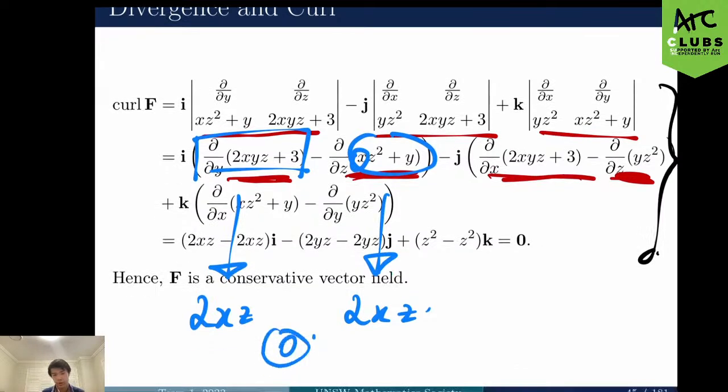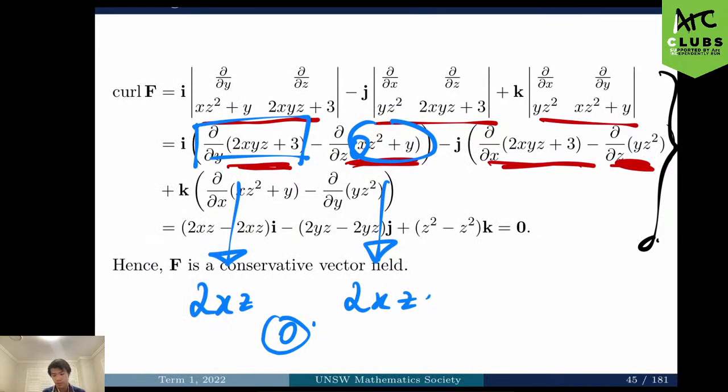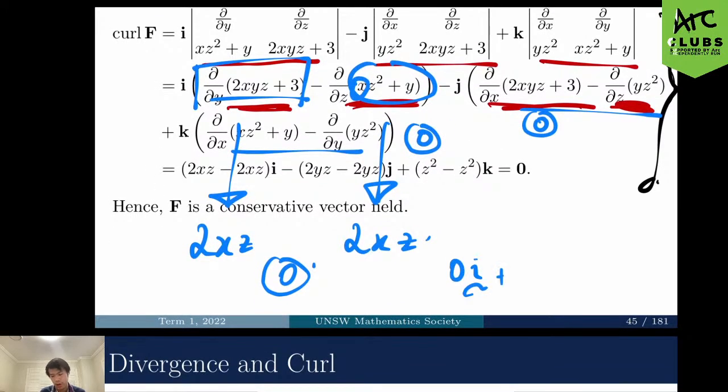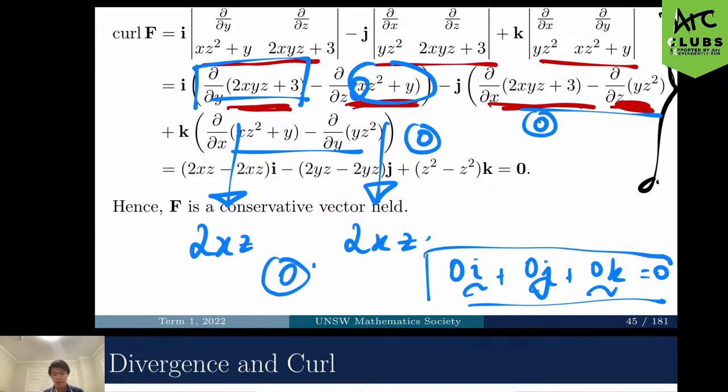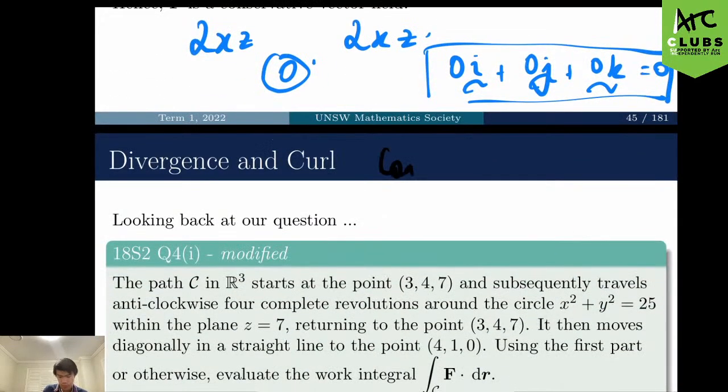And you can kind of see where we're going with this, because all of these are equal to 0. If you do the same thing on each one, you'll get 0 regardless. And so you get 0i plus 0j plus 0k equals 0. So hence, F is a conservative vector field, right? Which means that we're equal to a gradient of some function.